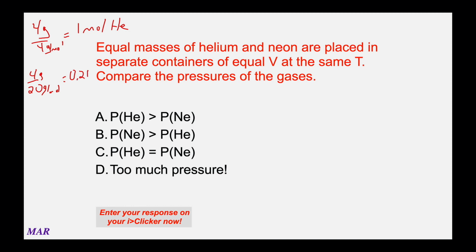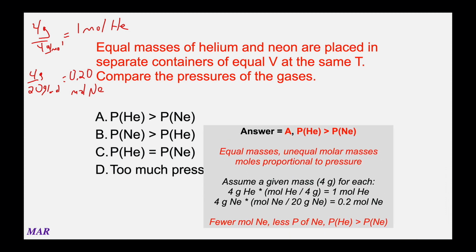This would be about 0.20 moles of neon. Notice that the moles of neon are less than the moles of helium. You can pick any number you want. You don't have to pick 4, but you're always going to get this: the moles of neon are less than the moles of helium, and that's because the molar mass of the two substances is different. Fewer moles means less pressure. So because there are more moles of helium, we would expect a greater pressure of helium. We would expect the pressure of helium to be greater than the pressure of neon because there are more moles.